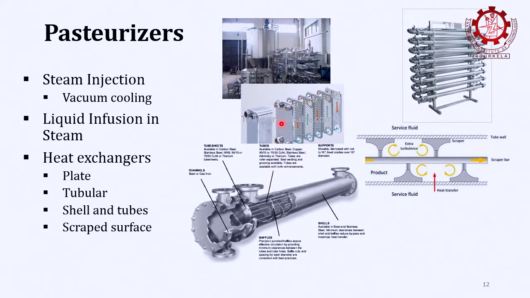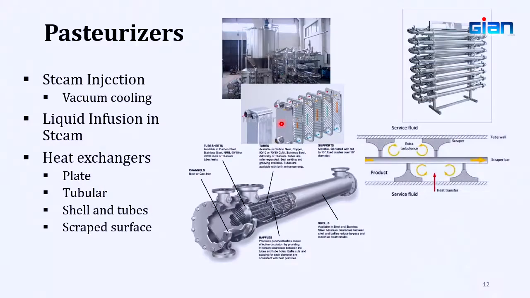Yeah, so that was the next one. You can have the steam injection, but then you do the vacuum cooling. You could inject steam into the product, or you can have a chamber full of steam and inject the product into the steam. In terms of indirect heating, you can use a heat exchanger rather than the kettle, and it could be a plate heat exchanger, tubular, shell and tube, or scraped surface.